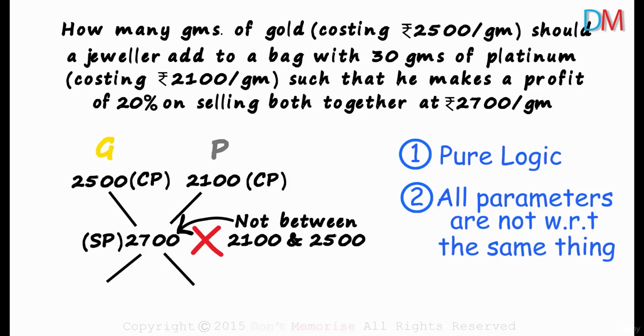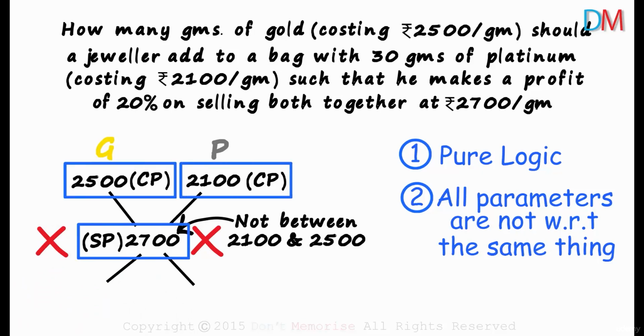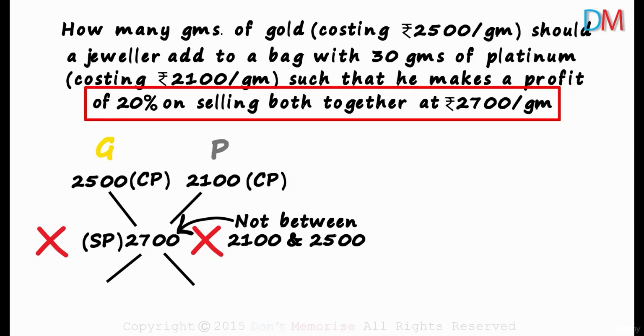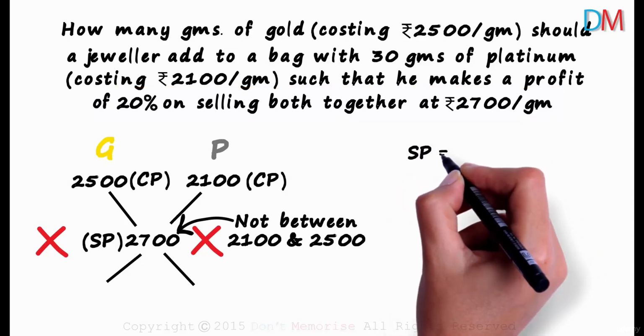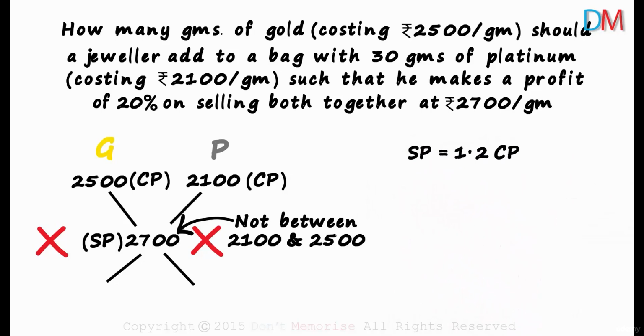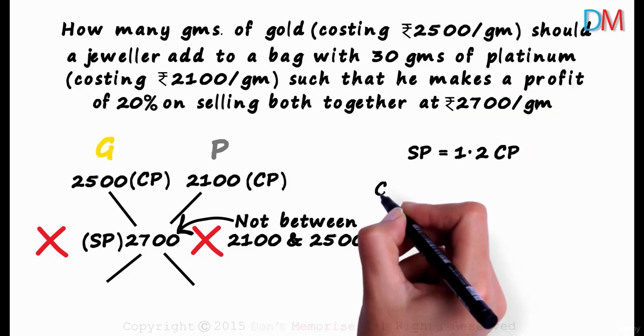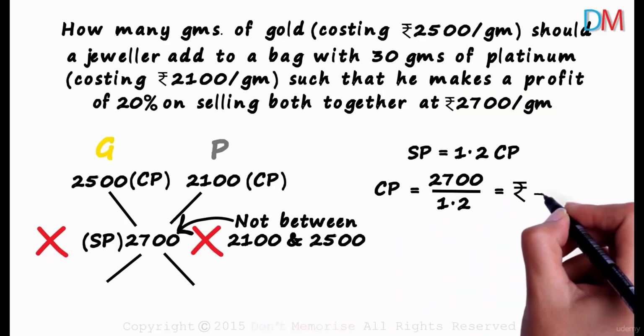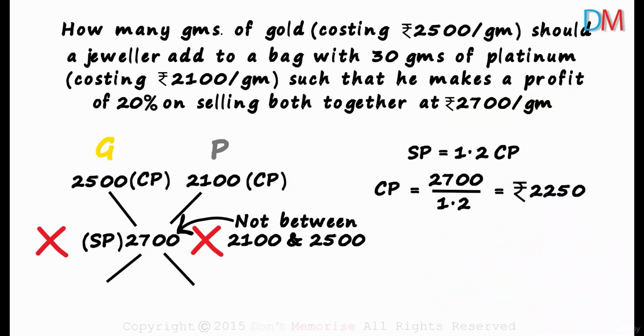Remember, alligation will not work if all quantities are not with respect to the same thing. So what we need is the resultant cost price. So read this last line again. The jeweler makes a profit of 20% on selling both together. It tells us that the selling price will be 1.2 times the cost price. This tells us that there is a 20% profit. We have been given selling price as 2,700. Hence, cost price will equal 2,700 over 1.2. That equals 2,250 rupees. This is the overall cost price of both things together.